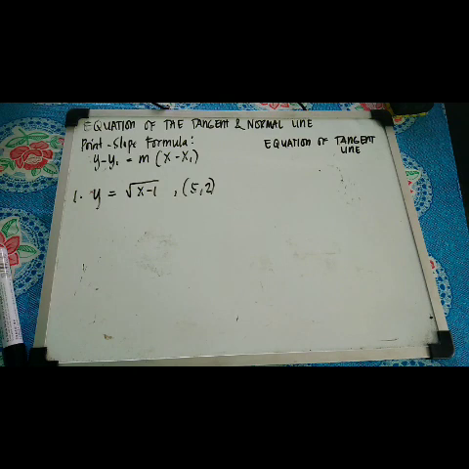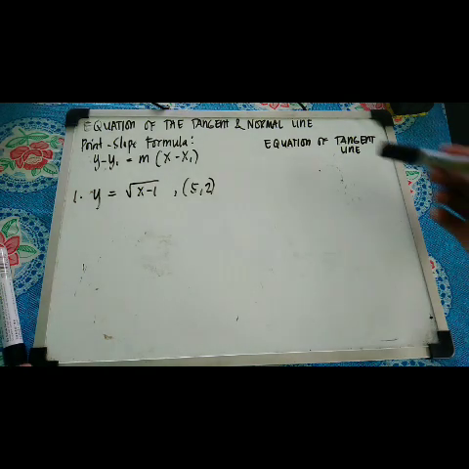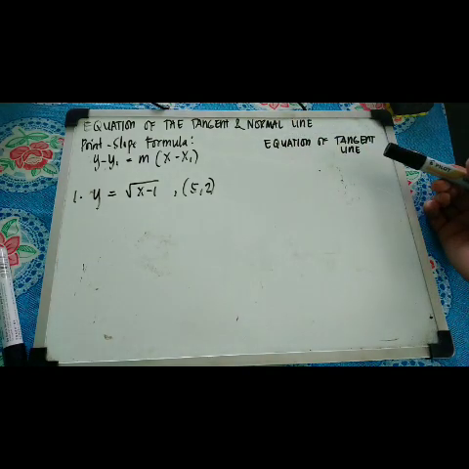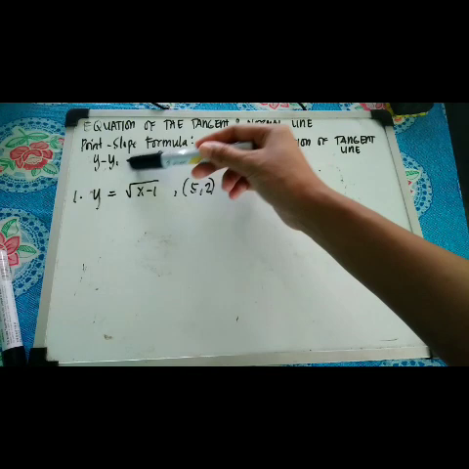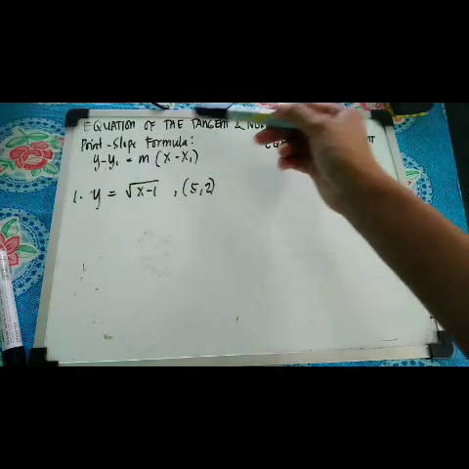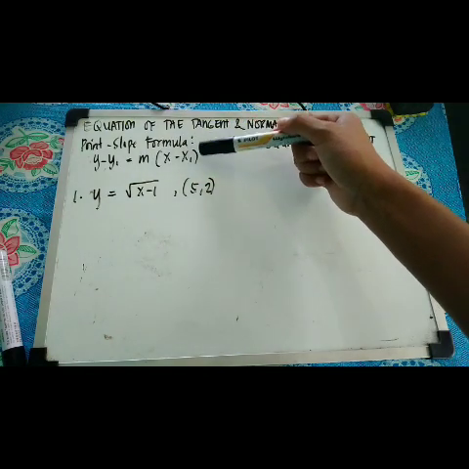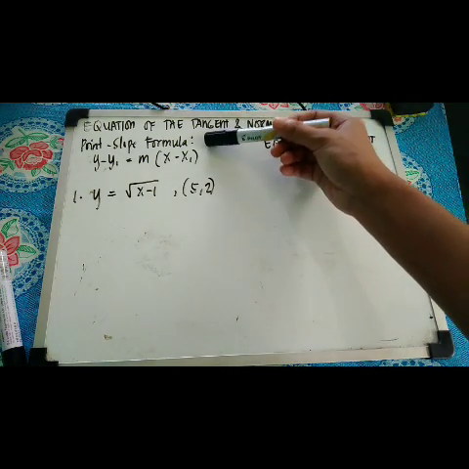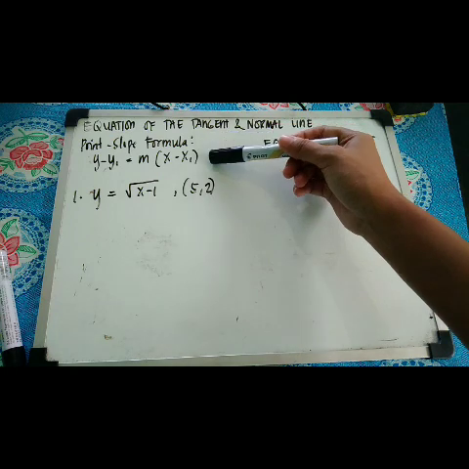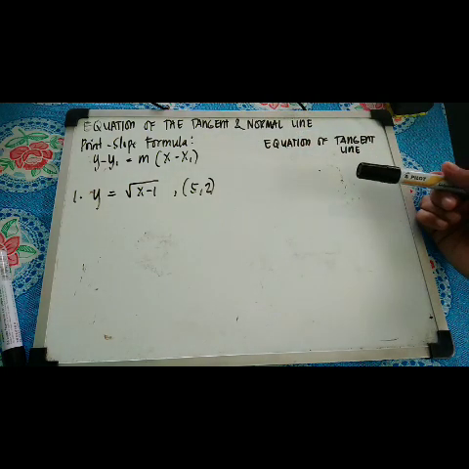And in this video, I will teach you how to find the equation of the tangent line and the normal line. So we have here the point slope formula: y minus y sub 1 is equal to m, or the slope, times x minus x sub 1. You need to memorize this formula because it is useful in finding the slope of the given equation.